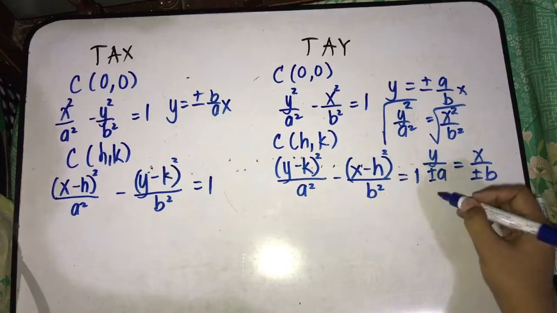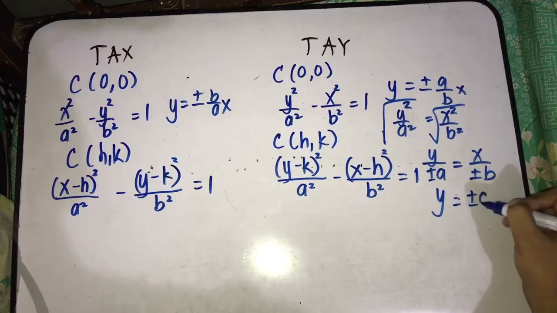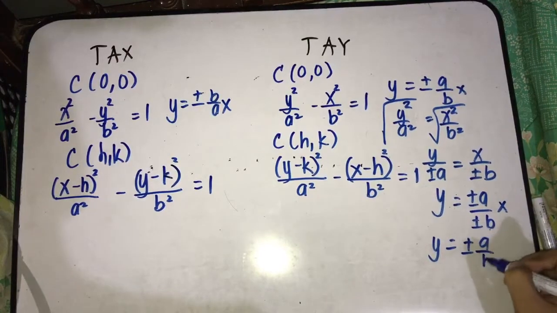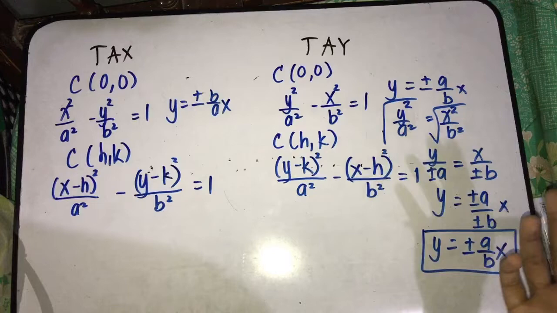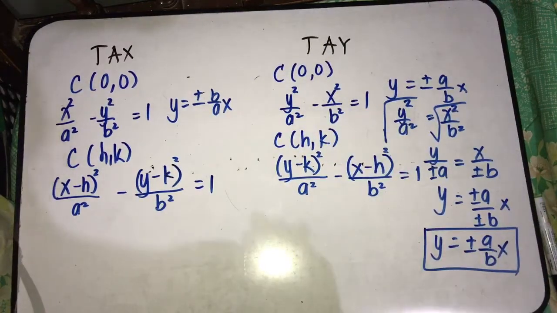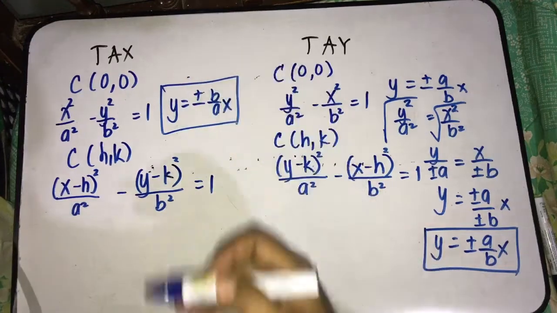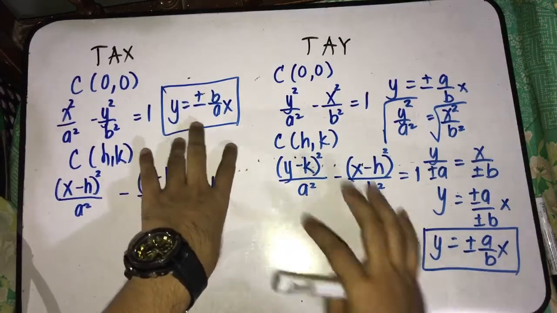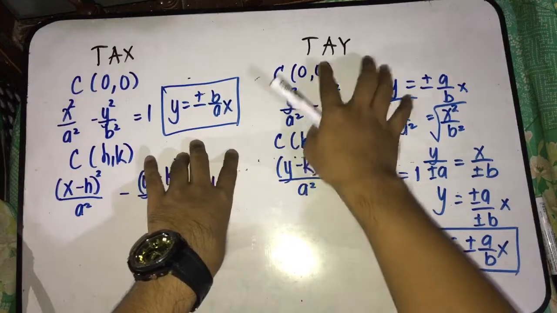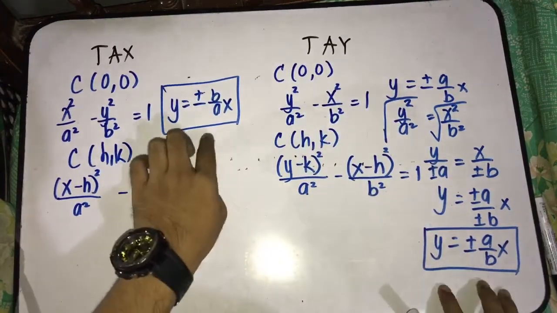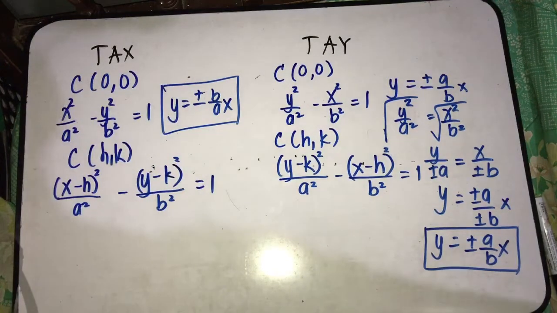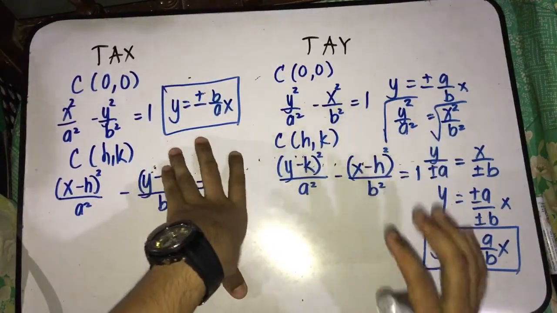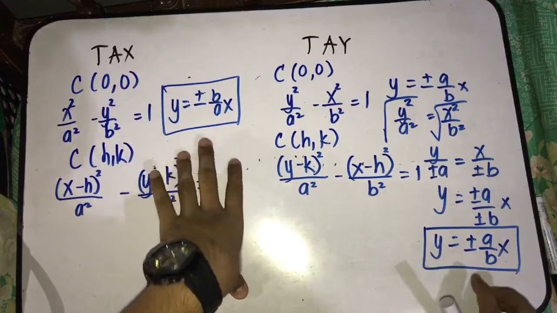This is how we obtained the equation of the asymptotes. And it becomes plus or minus a over b times x. And that is the equation of the asymptotes for transverse axis y. Remember that for transverse axis x, it's just that we have y is equal to plus or minus b over a times x. A and b are the square roots of a squared and b squared, so you just get the square root of a squared and b squared in order to get the values of a and b.